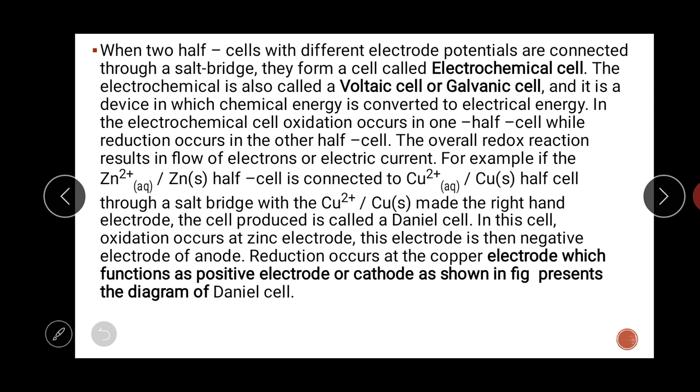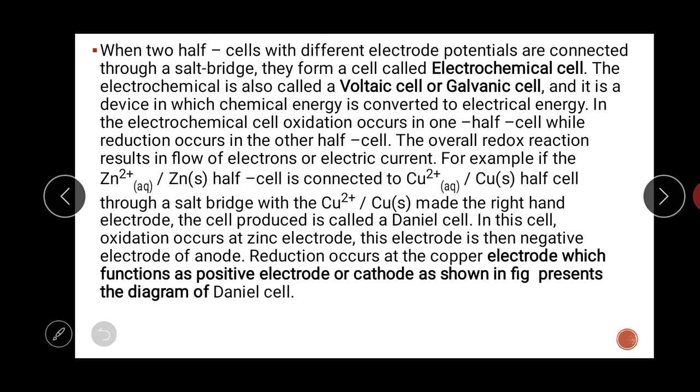In this electrochemical cell, oxidation occurs in one half cell, while reduction occurs in the other half cell. Mainly, an electrochemical cell works on the principle of oxidation and reduction that we just discussed. The overall redox reaction results in the flow of electrons, or electric current.